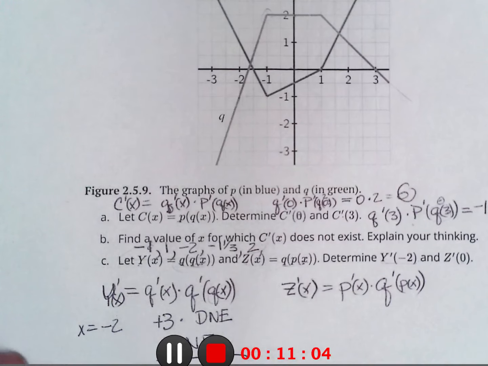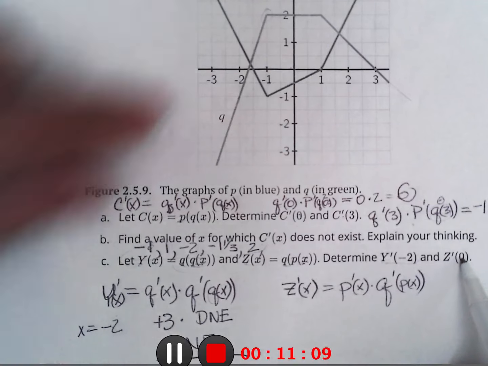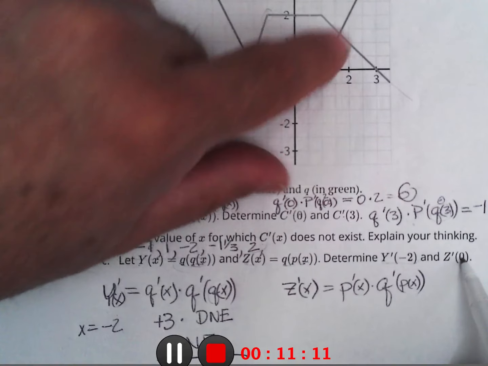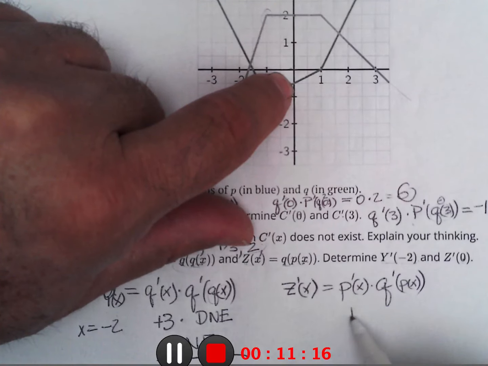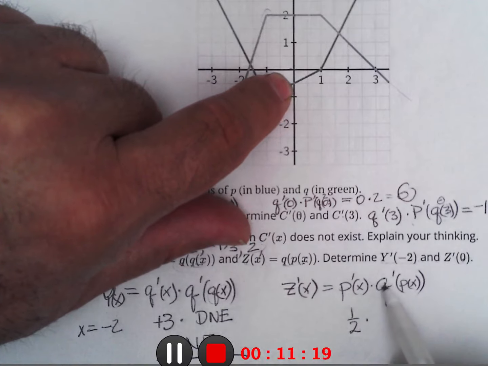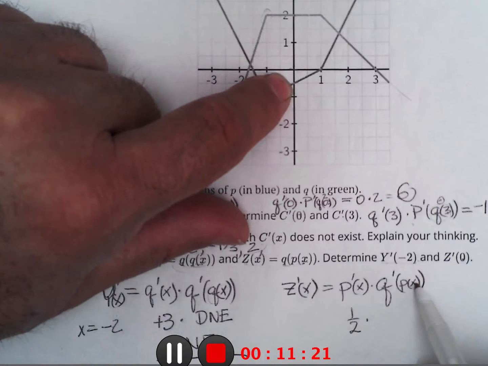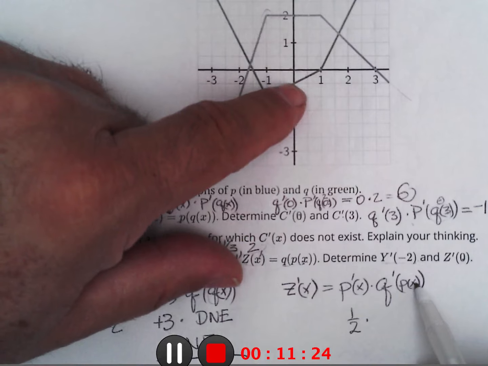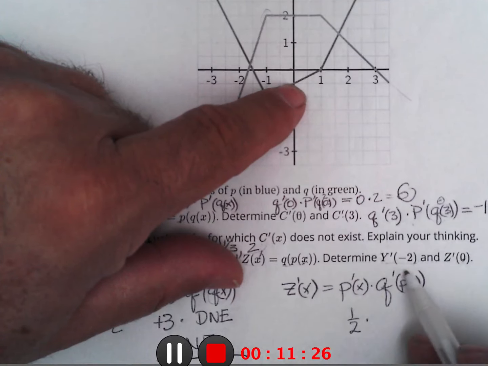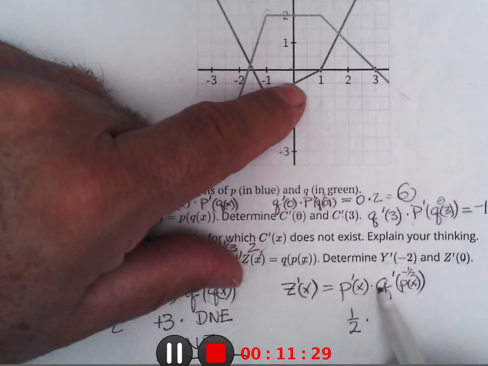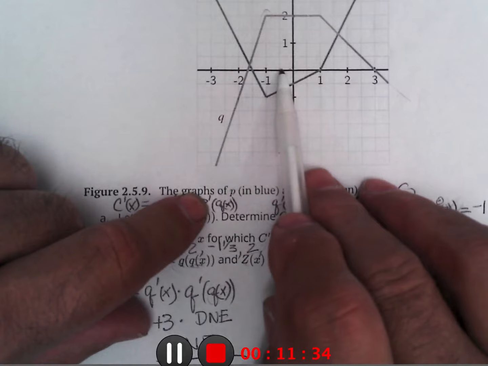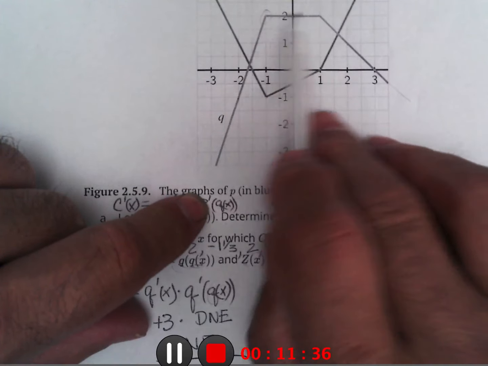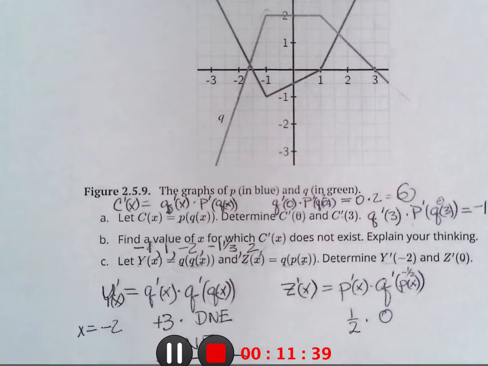Now let's do this one. P prime of 0. The slope of P at 0 is 1/2. Now we've got to find P of 0. That's minus 1/2. So we've got to find the slope of Q at minus 1/2. At minus 1/2, the slope of Q is 0. So we get 0 for that answer.